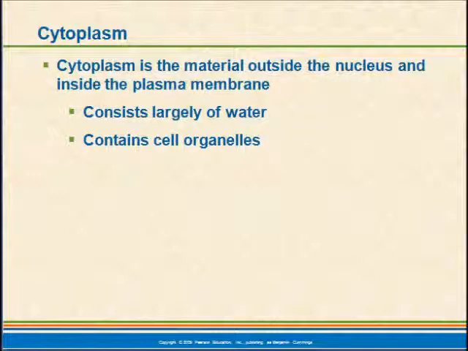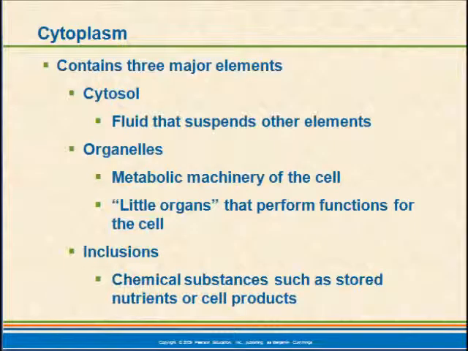Now, the cytoplasm is the material that's outside of the nucleus of the cell, but inside the plasma membrane. It is a gelatinous, gooey substance. It's mostly water, and it contains cell organelles. The cytoplasm has three major components. There's the cytosol, which is the fluid component, and that fluid contains ions and electrolytes and sugars and everything else that the cell needs to function, or that the organelles need to be able to function.